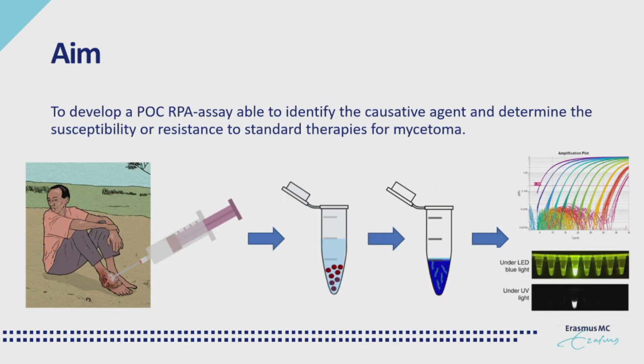So our aim was to develop a sort of point-of-care RPA assay able to identify the causative agents and determine the susceptibility or resistance to standard therapies for mycetoma. Today I will focus only on the identification. And I will explain what an RPA is, but the workflow is simple. We obtain a sample from the patient, isolate the DNA, and do an isothermal real-time reaction, as you can see over here. And you can follow the curve in a machine, or you could use a LED light to see if it's positive or negative.